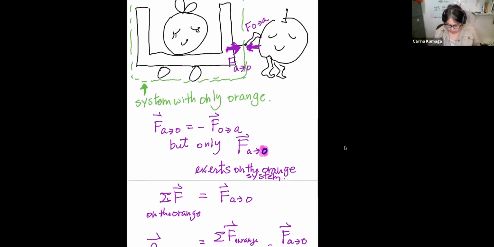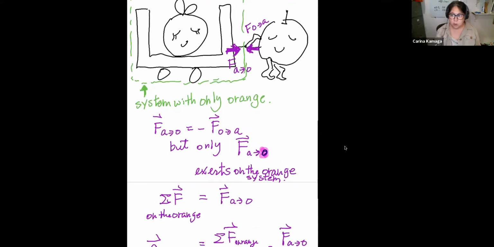Again, these two forces cancel out, but we're looking at one object. So object one exerts a force onto object two, but object two exerts a force on object one. Then all you need to worry about is that particular object if you define that as a system.